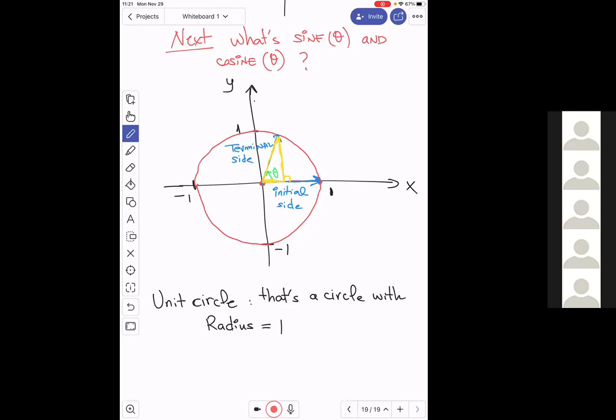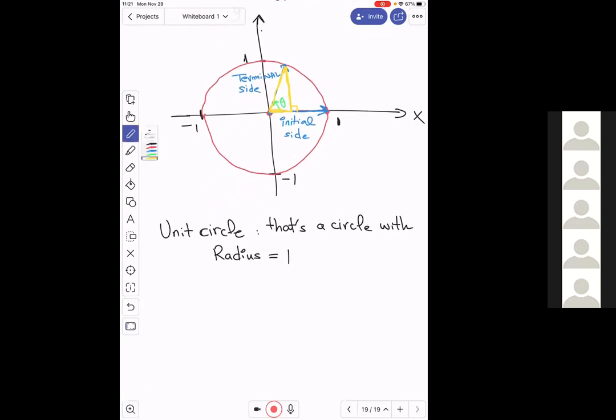Okay. So let me draw again the triangle. You have this triangle with a right angle right here, and this is my angle theta. Just keep in mind that this is a unit circle, so the radius, as I said, is 1.